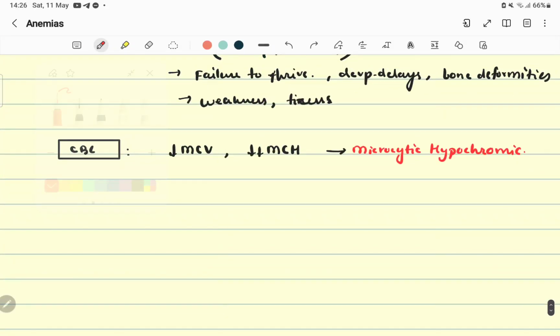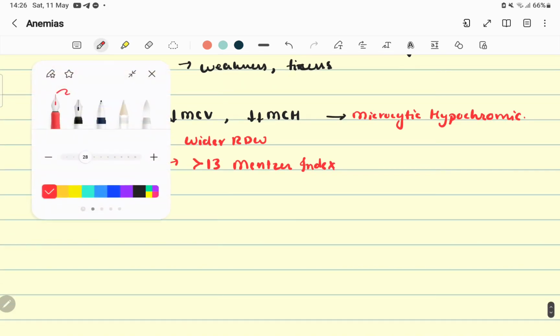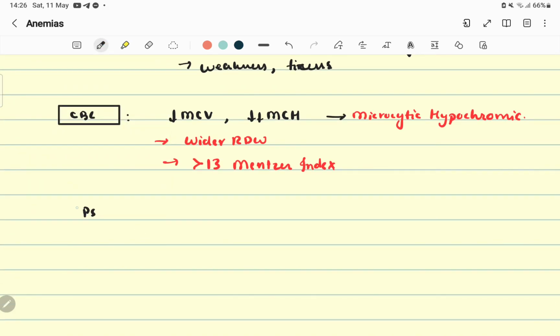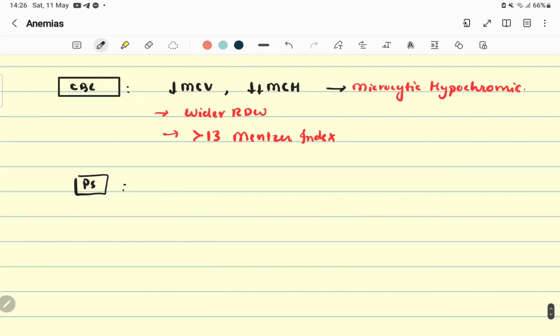And another finding will be that it can produce iron deficiency anemia, so it will have a wider RDW and a Mentzer index of more than 13. Peripheral smear, what will you find? Peripheral smear will have a variety of things. First thing you can write: anisocytosis and poikilocytosis.